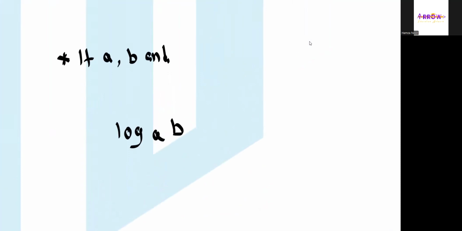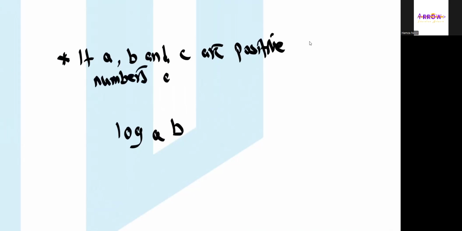So basically, when you have log with base a argument b, and you want to change the base of the logarithm, the idea is that if a, b, and c are positive numbers, and a is not equal to 1, and c is also not equal to 1, because a and c will become the bases of the logarithm. A is already the base. So here we have a basic condition.